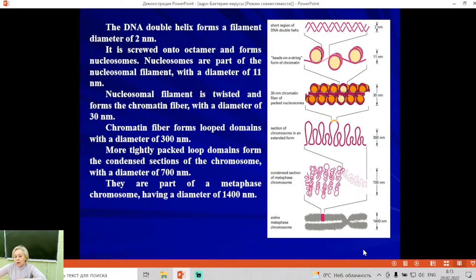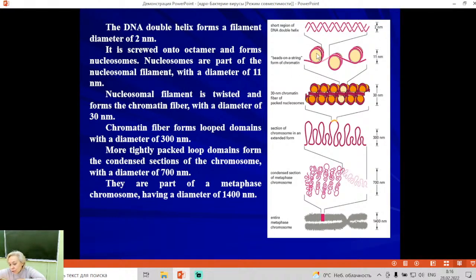So you can see the next level of packaging of DNA. The first level, DNA double helix forms a filament with a diameter of 2 nanometers, as you see on this slide. Short radius of DNA double helix, 2 nanometers diameter. This DNA is wound onto octamer and forms nucleosomes. Nucleosomes are part of the nucleosomal filament with a diameter of 11 nanometers. This structure is often called beads on a string.